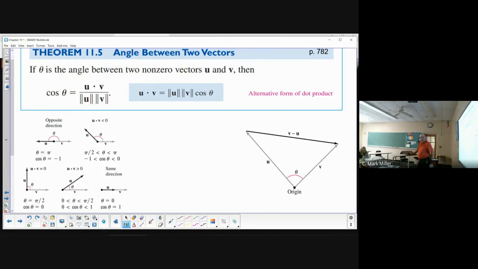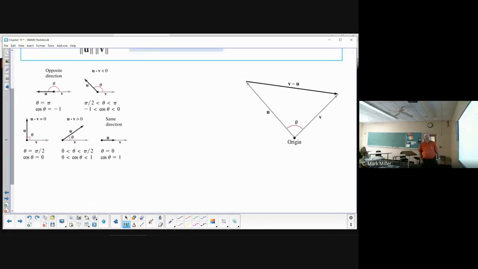Well, the law of cosines is, how should I do this? A squared equals b squared plus c squared minus 2bc cosine of theta. And theta is the angle opposite, here, you want me to do? Sorry, not theta, alpha.